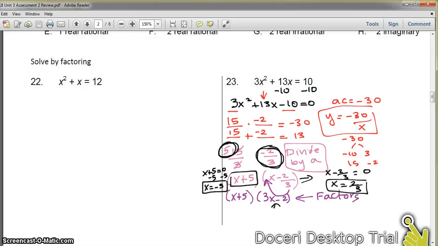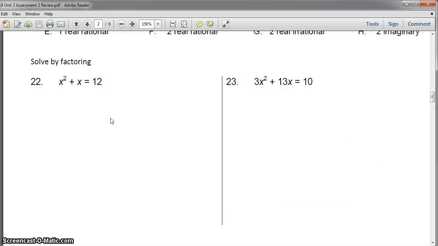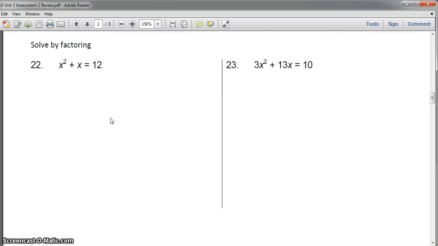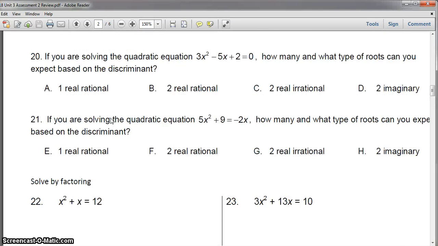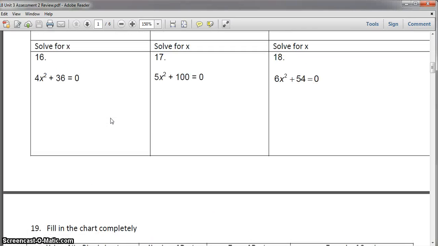So we just solved, we just found x. Now let's move on. So this is the second page. We'll stop here and then we'll start on the third.